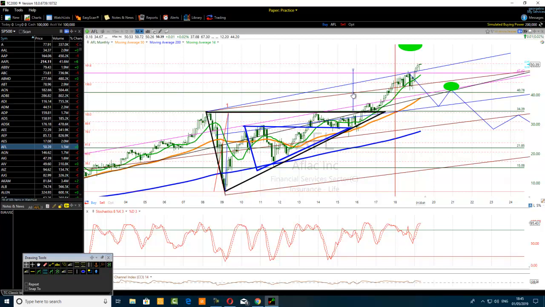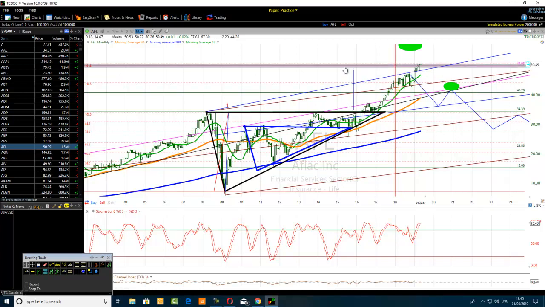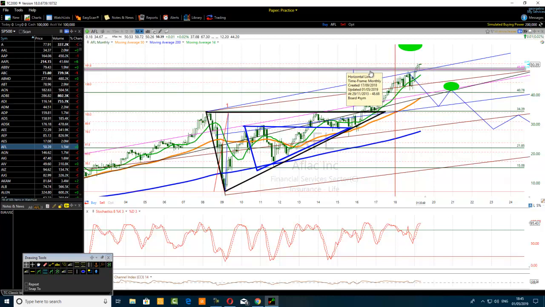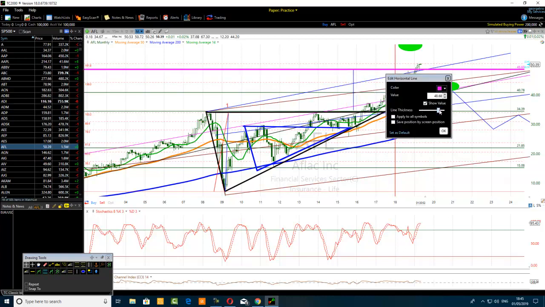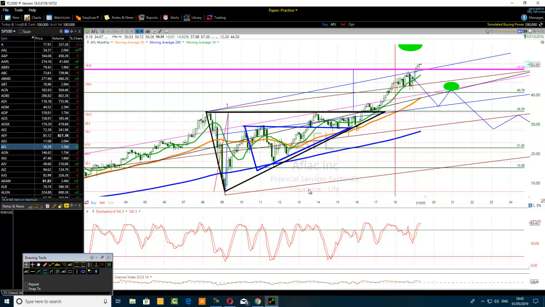Here it comes. So the midpoint target is where? Right here. Where the pink line is. That's the midpoint target. We talked about this before. You should know it now.